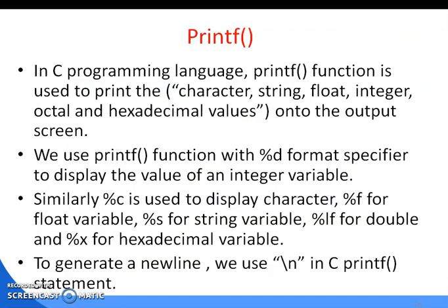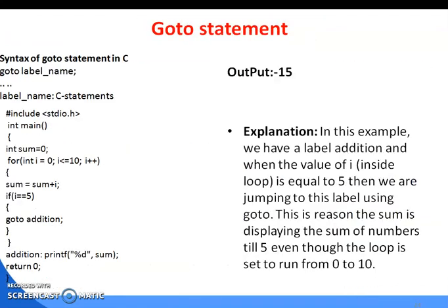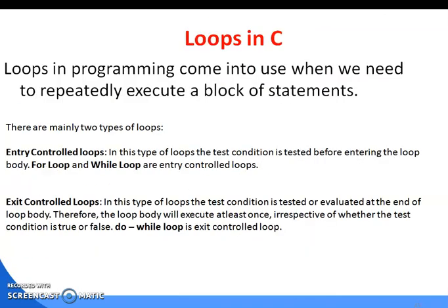So next, break, continue, goto. The switch statement is over. Next, these are the loops in C, right? So what are the loops in C? Loops in programming come into use when you need to repeatedly execute a block of statements. There are mainly two types of loops: entry control loop and exit control loop.